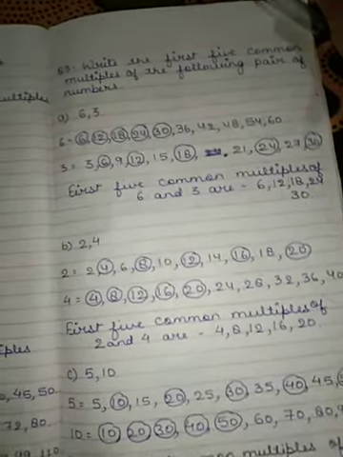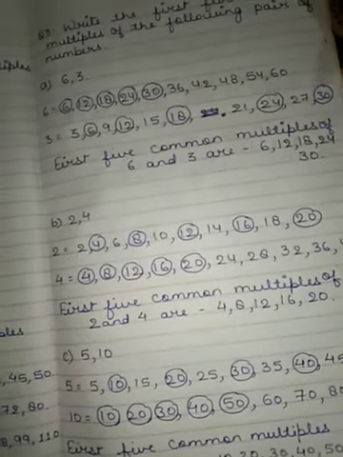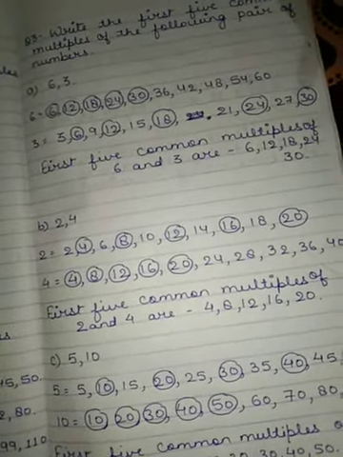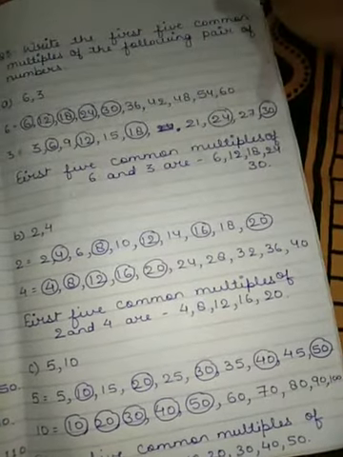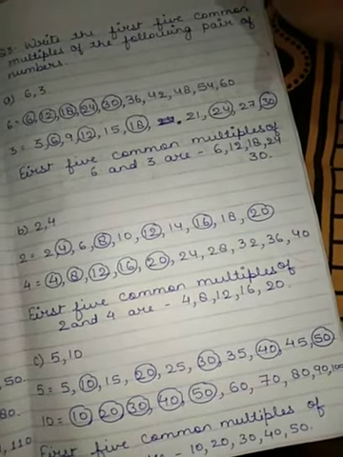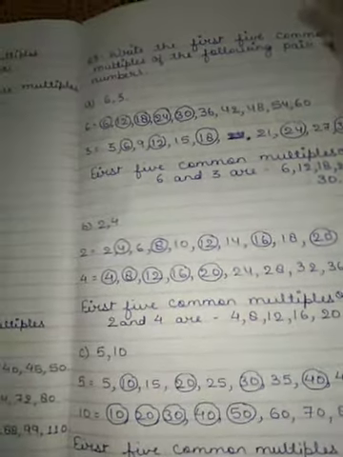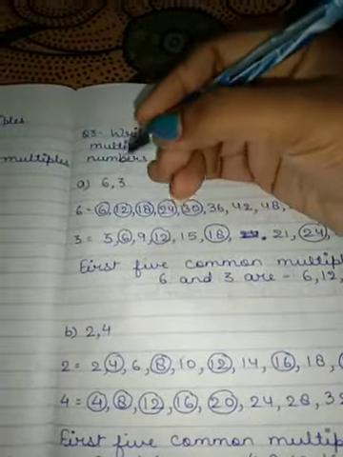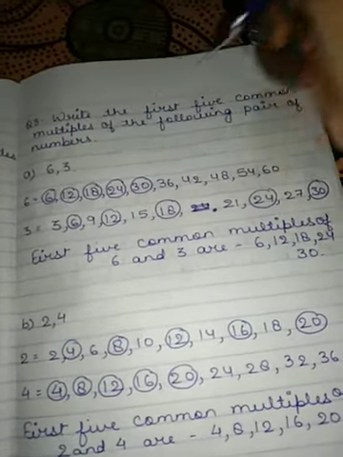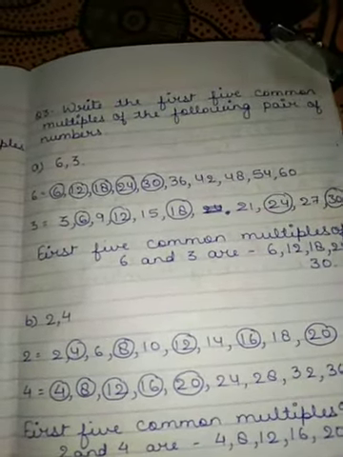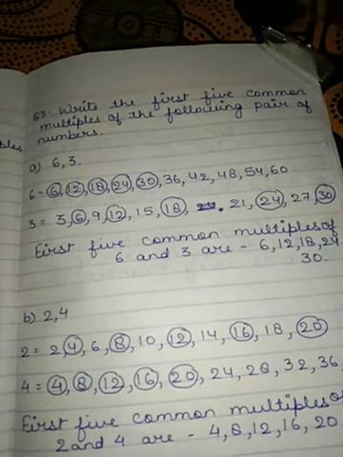Children, we have started our sixth chapter on Friday, that was factors and multiples. So, children, we are doing exercise 6A, and question number 1 and 2 of 6A we have done. Today we will start question number 3. Now, write the first 5 common multiples of the following pair of numbers.